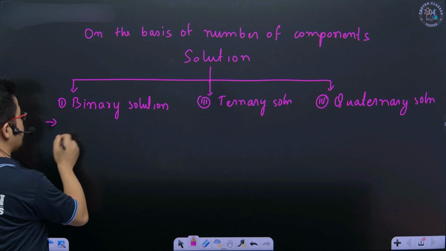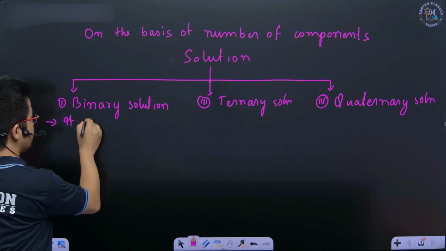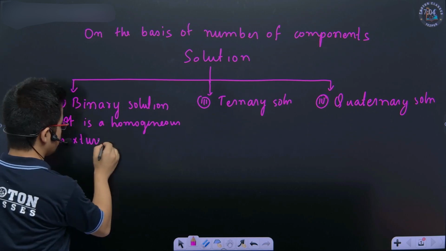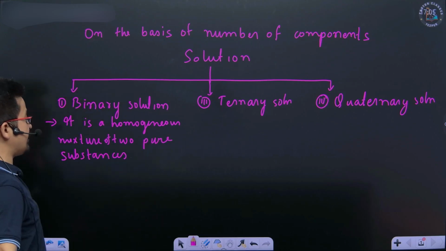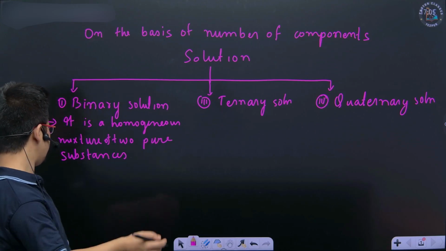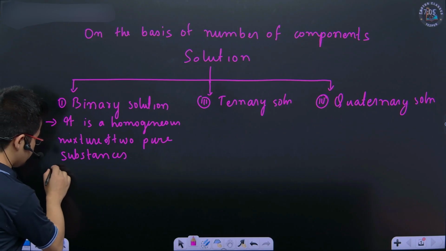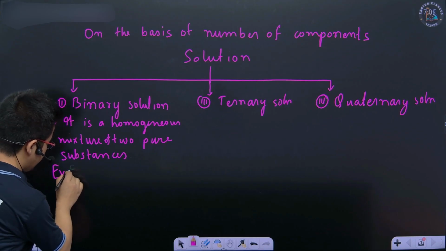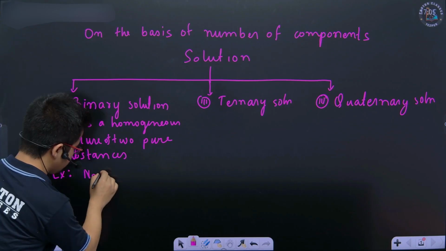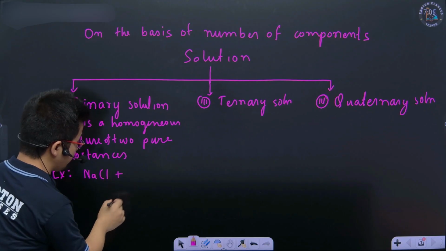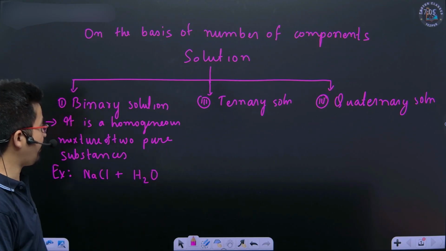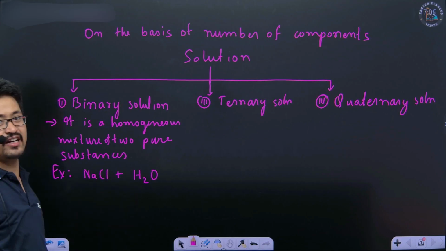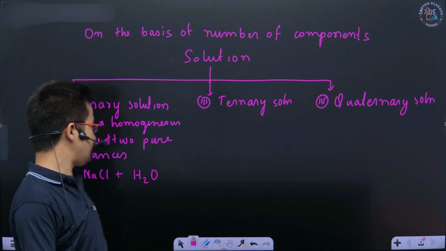Now let us define what a binary solution is. It is a homogeneous mixture of two pure substances. An example of a binary solution is NaCl dissolved in water. NaCl is one pure substance and water is the other pure substance. Here NaCl is the solute and water is the solvent.